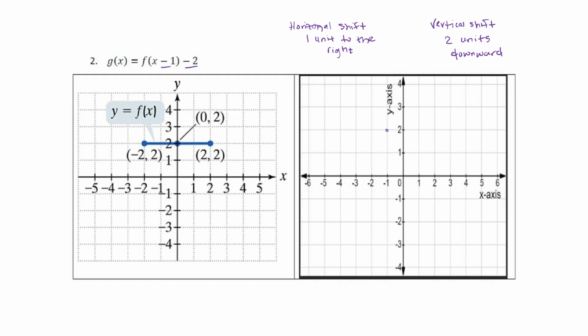The next transformation is a vertical shift 2 units down. So I'm going to take this point, go down 2 units, and I land here at -1, 0. All right. So now let's take the next point, which is 0, 2. I now have a horizontal shift 1 unit to the right, so that will land me right here. Then I want to go 2 units down, 1, 2. So I'll land right here at 1, 0.